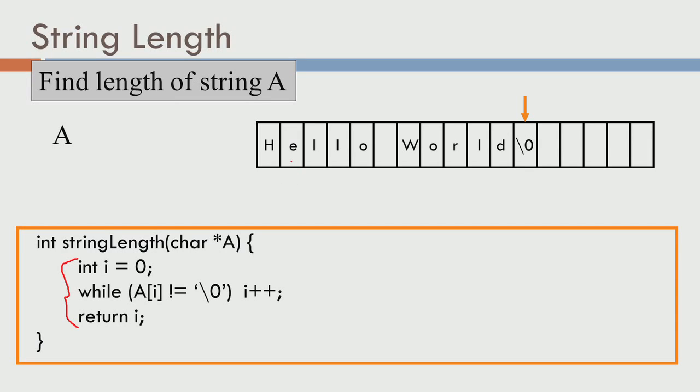When i is 1, a of 1 is e, this is also not \0, and if you keep doing this, at some point a of i will be pointing to \0. At that point you stop, and i would have increased from 0 and would have gone up to 11. At that point you see that a of 11 is \0. Even though it is the 12th character, a of 11 is \0, but 11 is the length that we desire to give to the user, and that is what it returns.